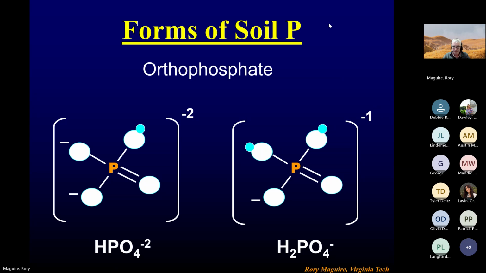All right. And so our forms of soil solution phosphorus are hydrogen phosphate and dihydrogen phosphate. What they both have in common is orthophosphate, which is the PO4 that you see. This is a building block in a lot of different biological processes. Next slide, please.